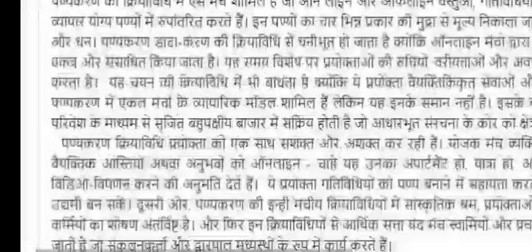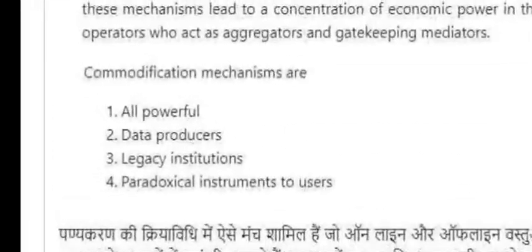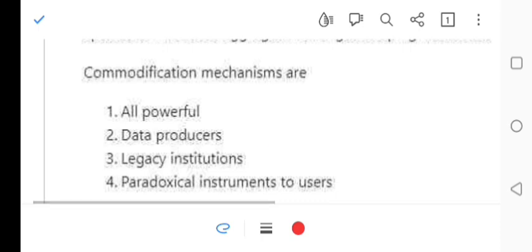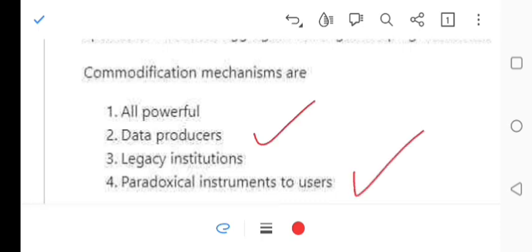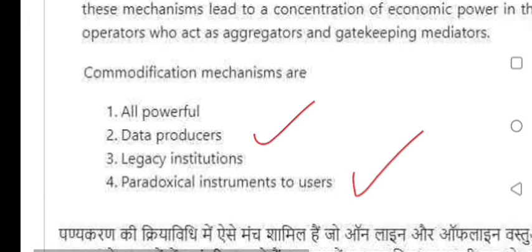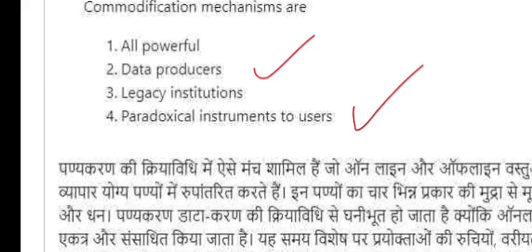Next, commodification mechanisms are what: all powerful data producers, legacy institutions, paradoxical instruments to users. So according to me, it will be data producers and paradoxical instruments to users. But since this is a multiple choice question and we have to choose only one, I have no idea about it. According to you, you just choose one.